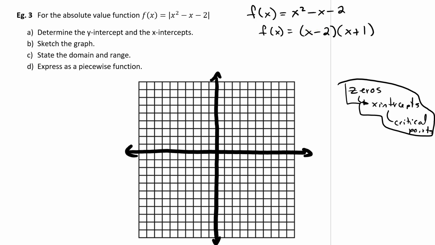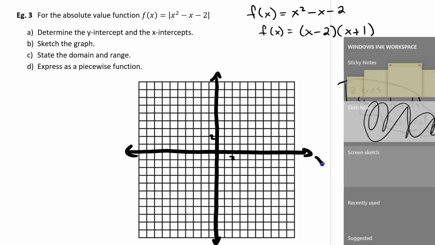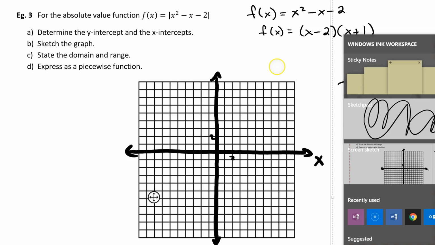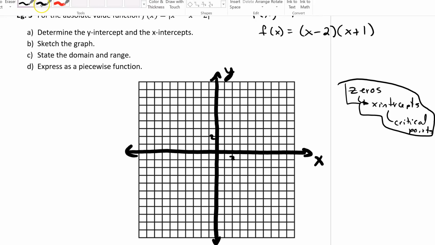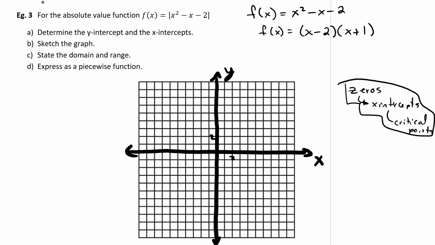Oh, guess what I forgot to do? I bet you picked it out: the scale. So I'm going to say this is 2, and this is 2, because each block is worth 1. Oh, and x and y. So I'm going to start graphing. I have my one x-intercept at x equals +2, so right here. Another x-intercept at x equals -1, which is right here.